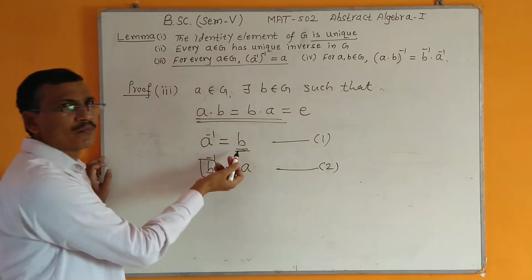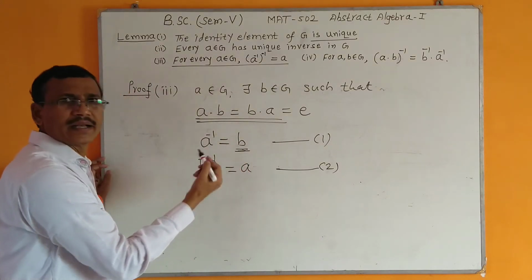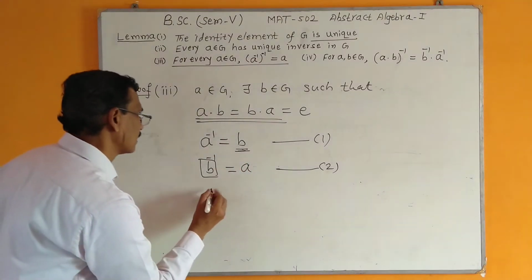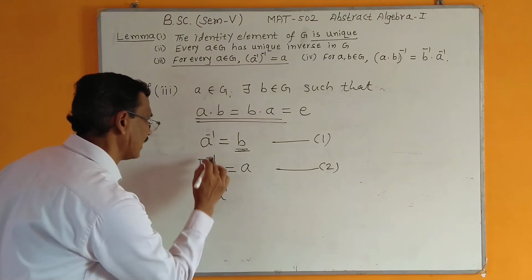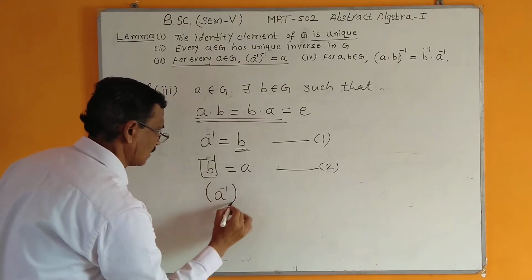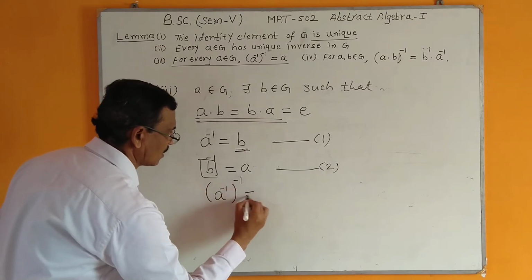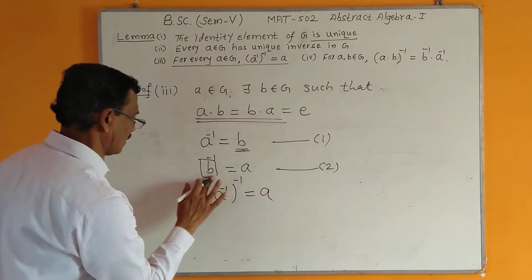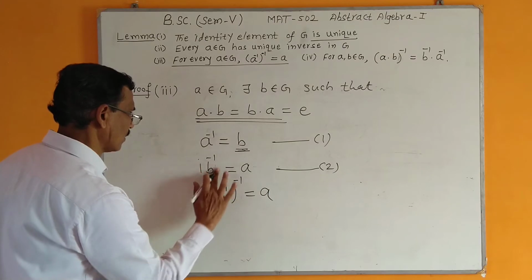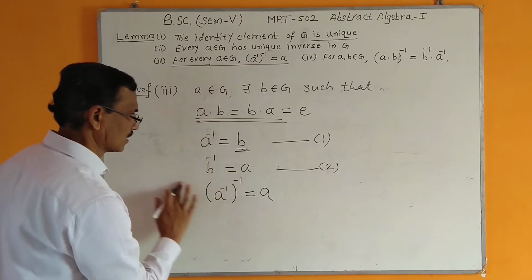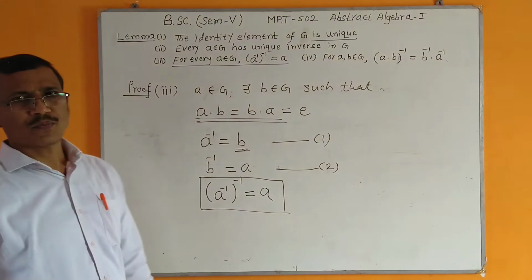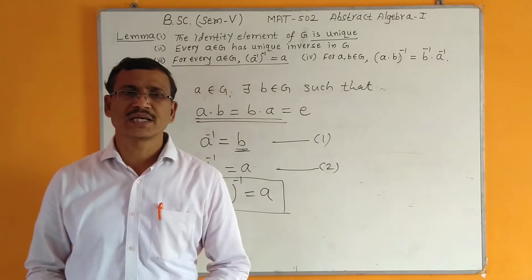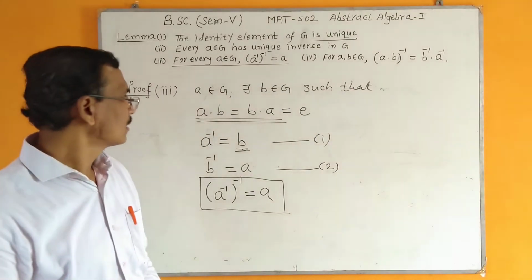Means putting the value of B from equation 1 in equation 2, we get B means A inverse, and this inverse is equal to A. Means what we get? Inverse of inverse is the same element. This is the required property. Means when we take two times the inverse of any element, we get the same element.